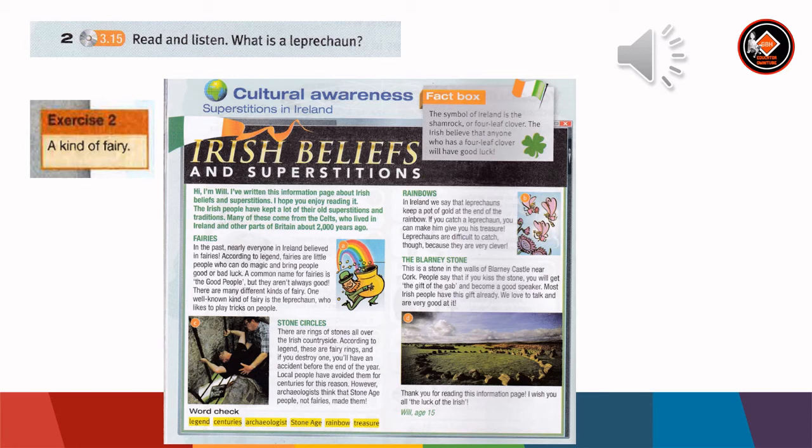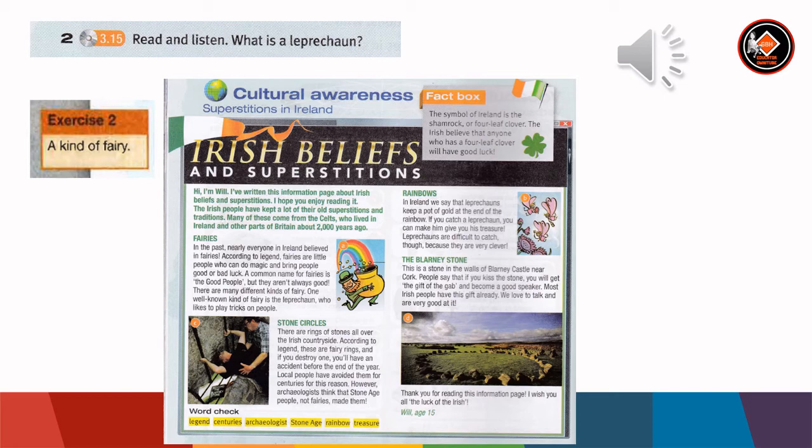Fairies. In the past, nearly everyone in Ireland believed in fairies. According to legend, fairies are little people who can do magic and bring people good or bad luck. A common name for fairies is the good people, but they aren't always good. There are many different kinds of fairy. One well-known kind of fairy is the leprechaun, who likes to play tricks on people.